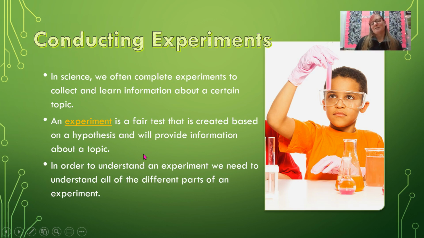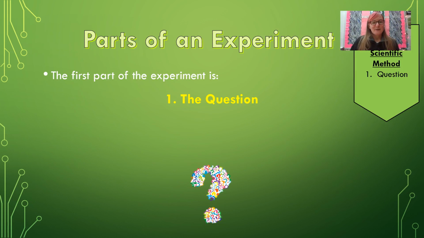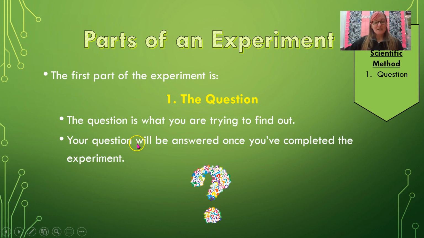Now, in order for us to understand an experiment, we first need to understand all of the different pieces of the experiment. So let's go ahead and learn about those. The first part of the experiment is the question. The question is what we're trying to find out in our experiment. It will be answered once we have conducted our experiment, and it is stated as a question, which is why it's called the question.